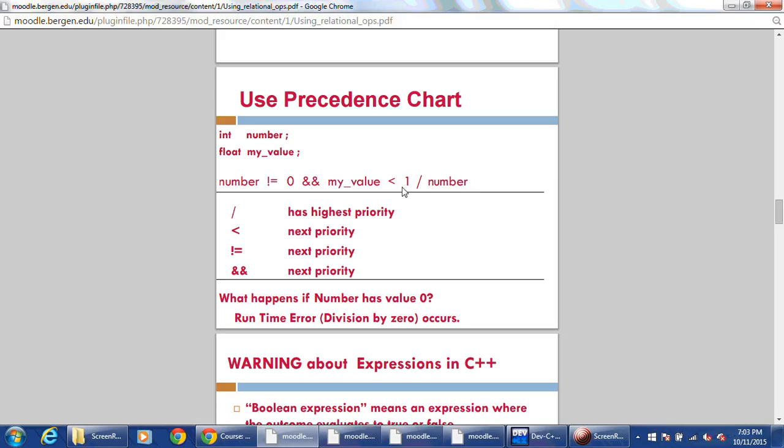Going back to our ordering, this would execute first. Then this would execute, because the less than has the next priority. Then the not equals to would execute afterwards. And then finally you would do the AND operator.